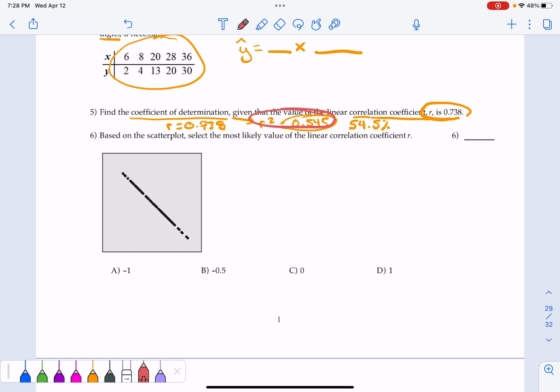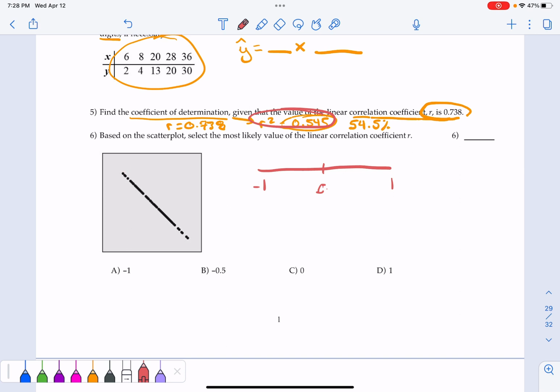All right, number 6. We'll do this number 6, and then I'll have you do quite a few of them on your own. Based on the scatter plot, select which one is the most likely value of r. We said r lives between -1 and 1, with 0 being the bad one in the middle. The dots would be all over the place if it was a value of 0, okay?